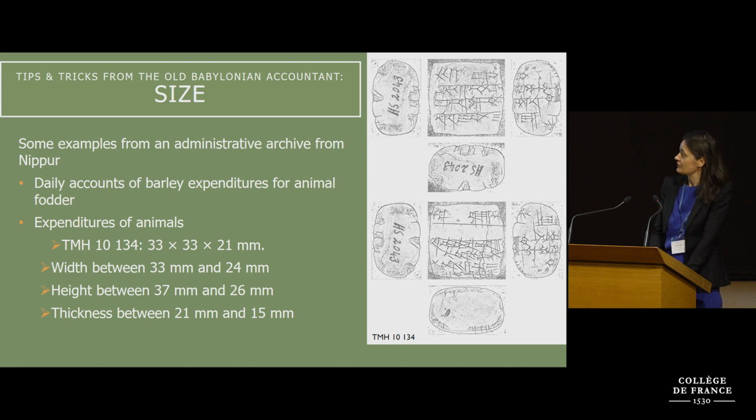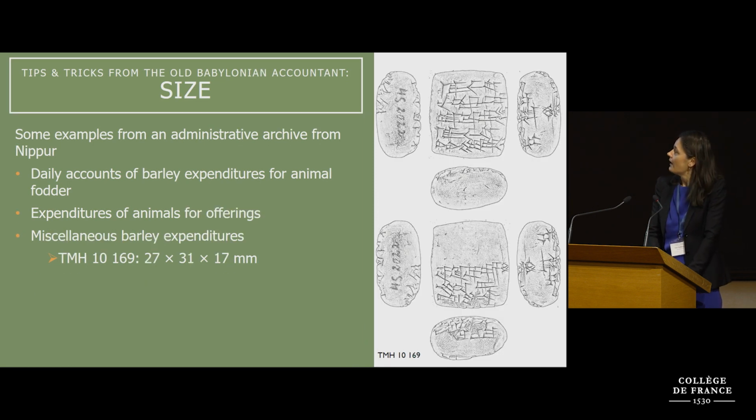This one is more squarish, so it's broader too. Then a final frequent type of document in this file are the lists of miscellaneous barley expenditures. And these are a bit more complicated, of course, because some tablets only record one expenditure, some two, some seven, or there are even summaries and things like that.